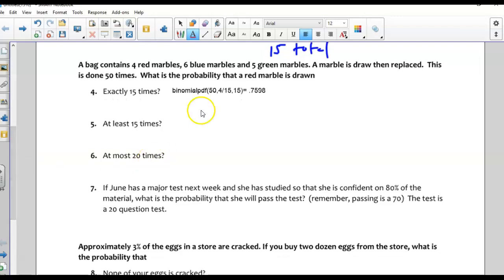So this one right here is going to be 1 minus binomial CDF. Let's see, we got 50, and then we got red is 4 out of 15, and then we have 15 minus 1 is 14, right? Answer. Punch that in. That answer is 0.2402.